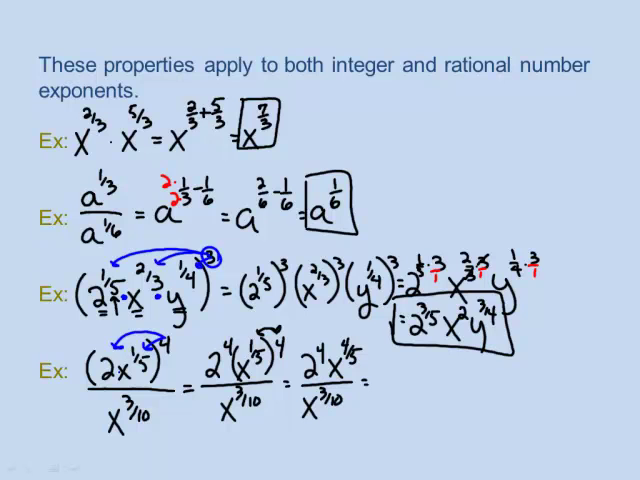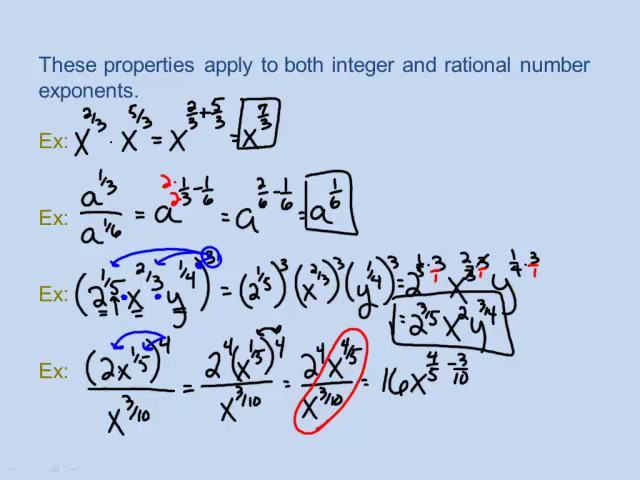Simplify 2 to the 4th. 2 times 2 times 2 times 2 is 16. And notice that here we have division of like bases. So division of like bases says you can write that as a single base by subtracting your exponents, top minus bottom. So we've got 4/5 minus 3/10.